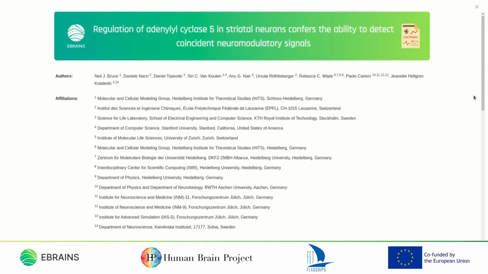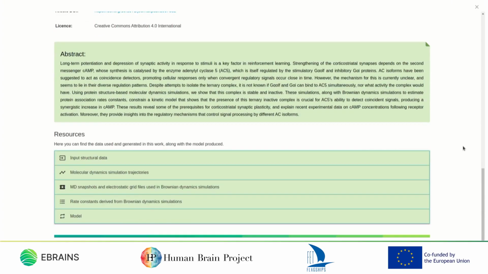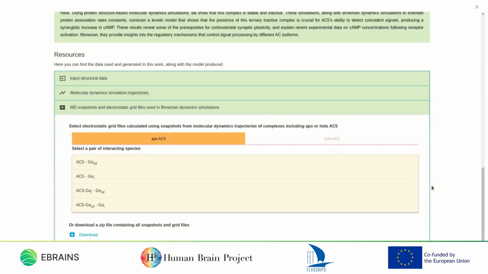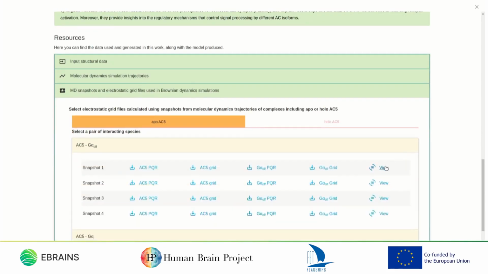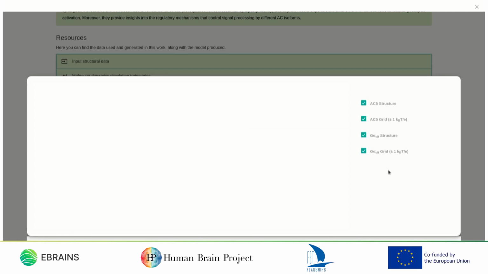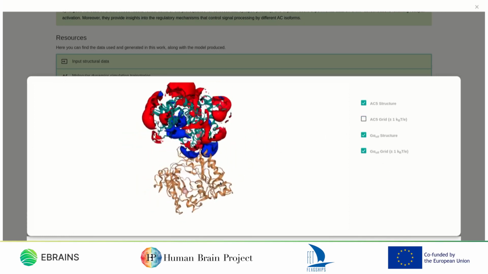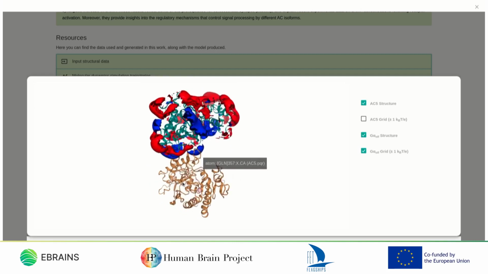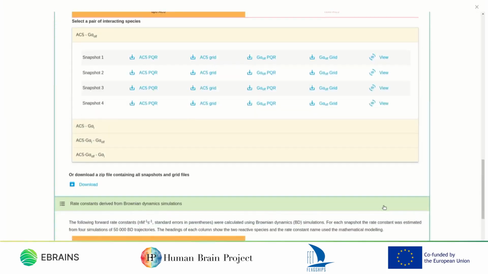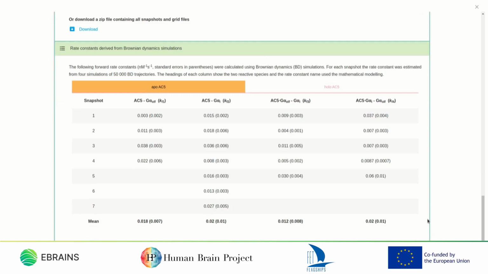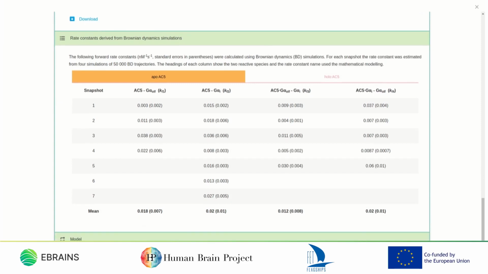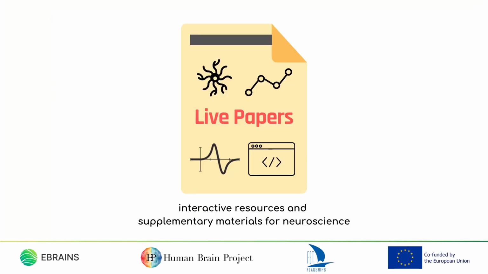Before we finish, we quickly take a look at another live paper just to demonstrate that live papers can accommodate various kinds of data. As part of this live paper, the authors have provided interactive 3D visualization of protein structures and also provided tabulated data associated with the published study. With that, you now have a good idea about what live papers are and how useful they can be.